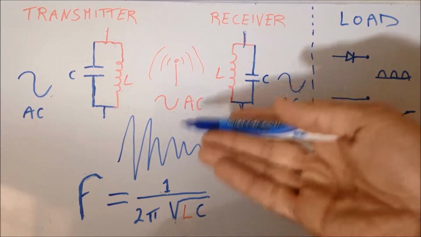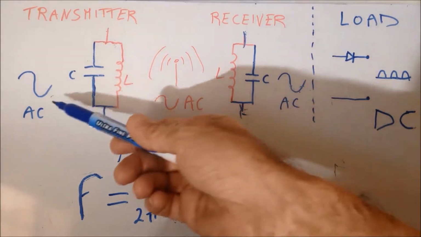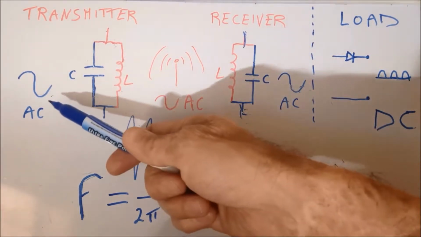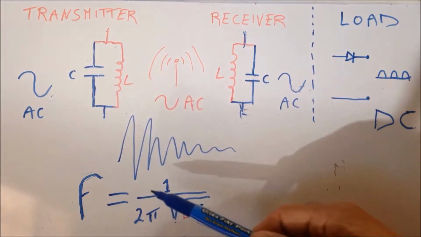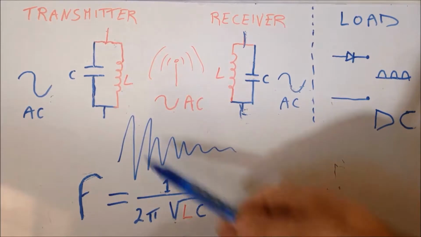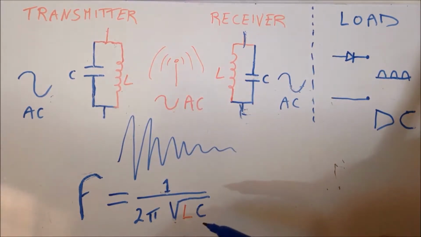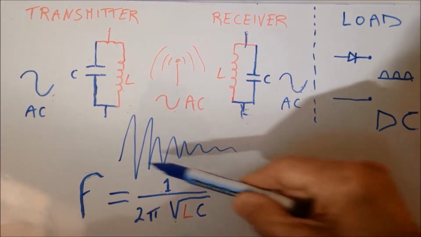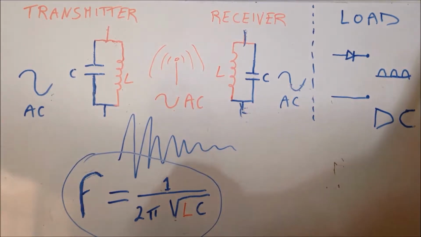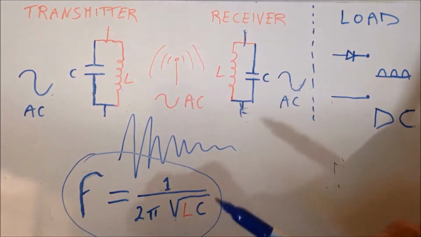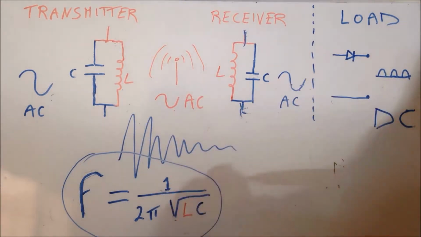So how do we avoid that? How do we avoid this energy loss? Well, we have to apply a little bit of power input and make sure it's a sine wave tuned to the frequency of this tank circuit. How do we calculate the frequency? Well, we calculate the frequency through this simple and elementary equation.